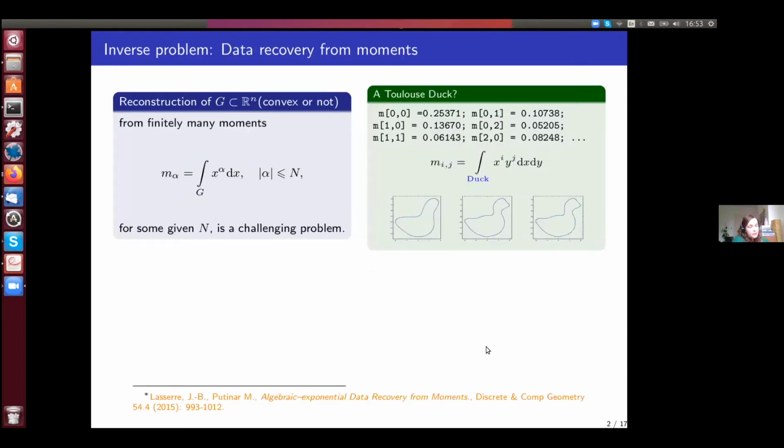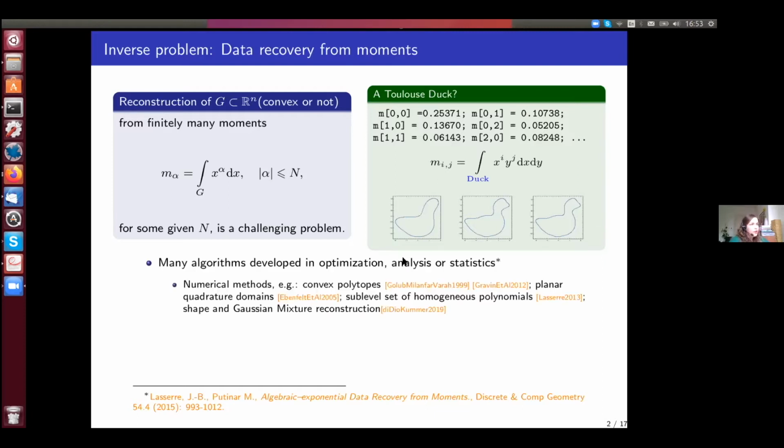Even for the Lebesgue measure, reconstructing the support G when a finite number of moments are known is quite a challenging problem. Here I just show a very toy example where, for instance, we are given successive numerical moments in two variables, and we want to reconstruct this shape by increasing the number of moments.